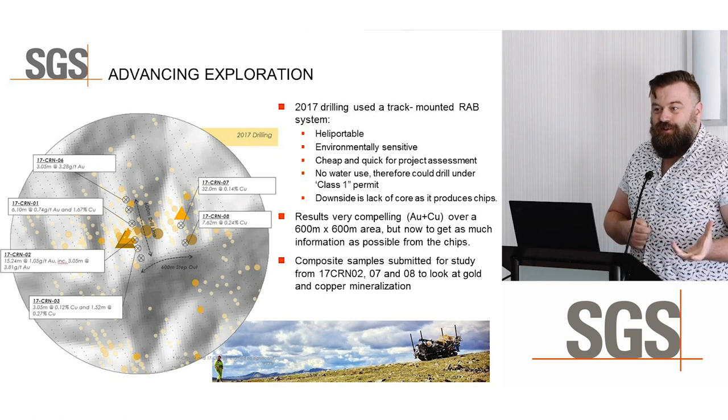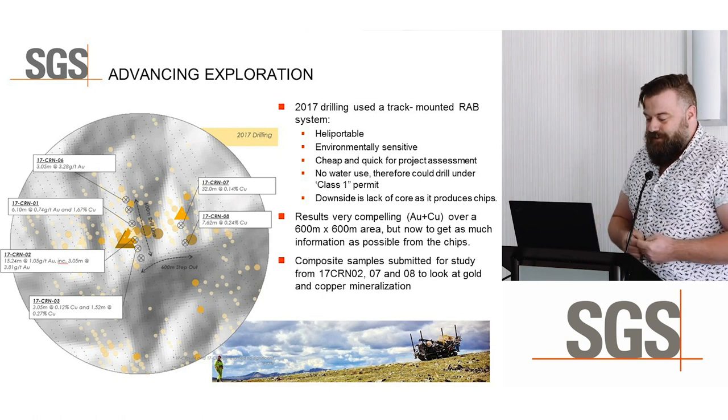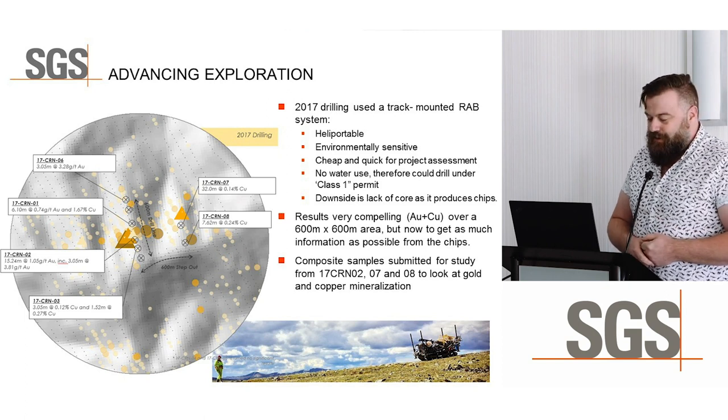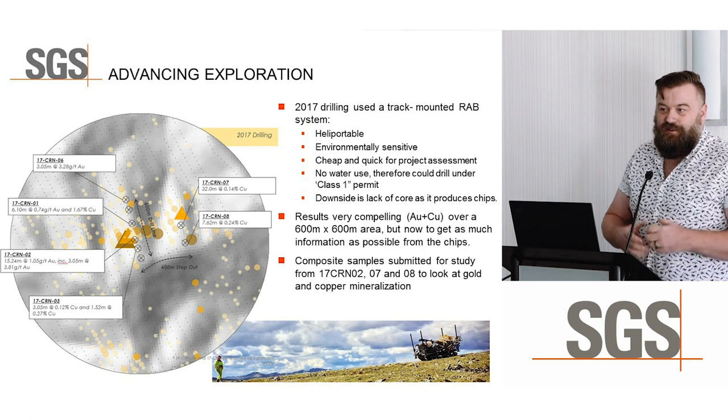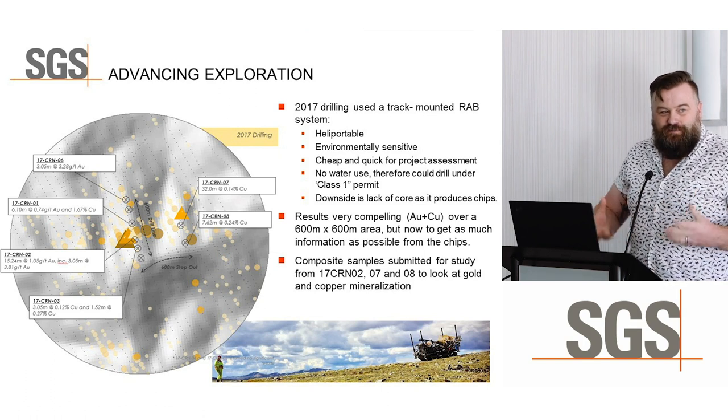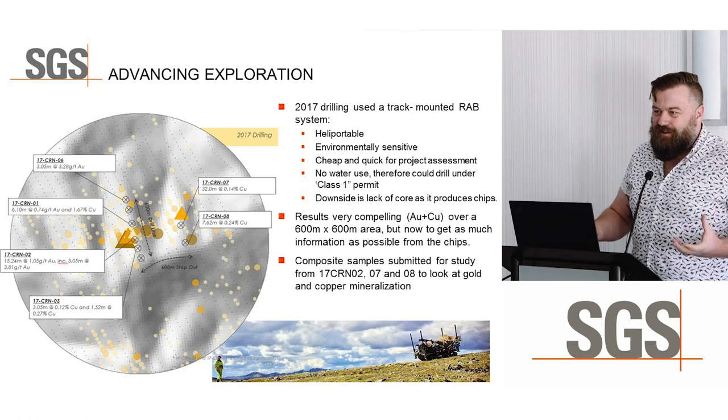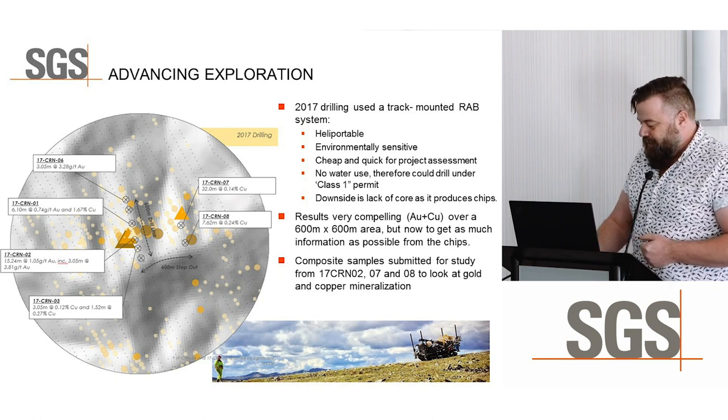Some holes, though, were just coughing up copper numbers. So we had 32 meters at 0.14% copper, 7 meters at 0.24% copper. So it was an interesting play. We've got chip samples. How do we really pull that information out?